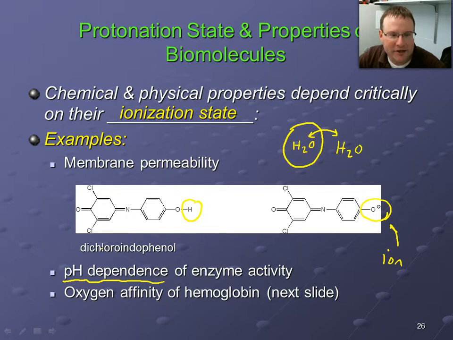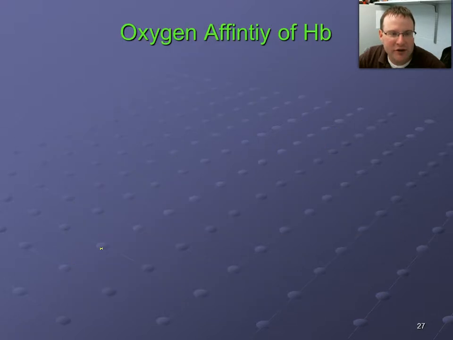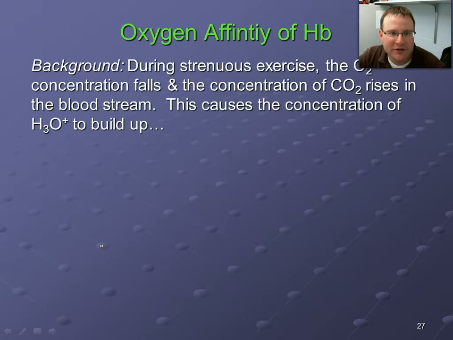The next one is an example we'll do a little bit today, and then we'll talk a lot more later in the course, and that is using hemoglobin as a specific example to show this concept. So, oxygen affinity of hemoglobin. You guys all know that hemoglobin is the molecule in red blood cells that's responsible for transporting and delivering oxygen to respiring tissues.